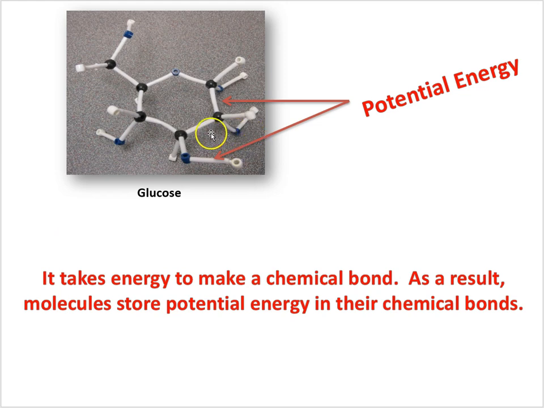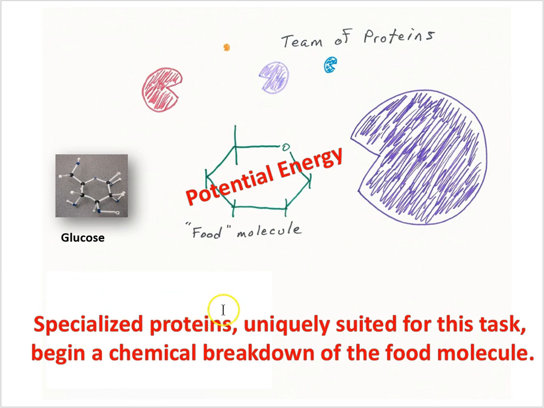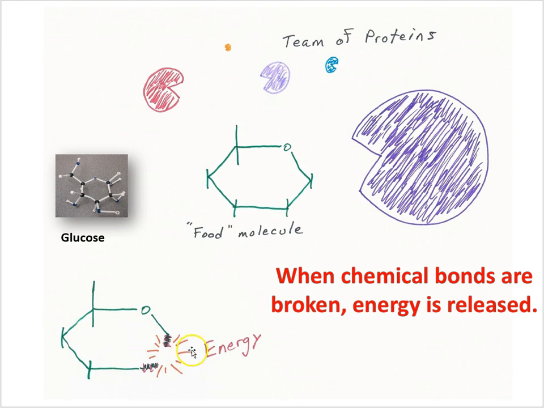This means then, if we were to break these chemical bonds, we can release that energy. So specialized proteins uniquely suited for this task begin a chemical breakdown of the food molecule. So when we think of food molecules, you want to think of a bundle of potential energy stored in the chemical bonds, and if proteins can begin to break apart those chemical bonds, the cell, in a sense, is getting access to energy. So the chemical bond is broken, so this protein here is going to take a bite, in a sense, out of that molecule, break a chemical bond, and this is the energy, the valuable energy that the cell is trying to harness.